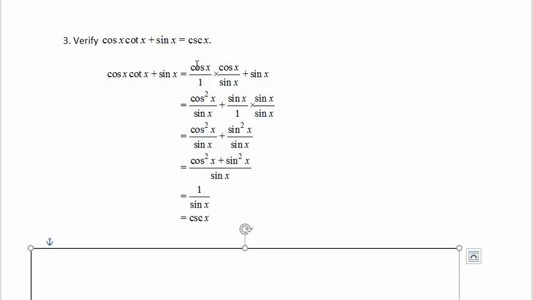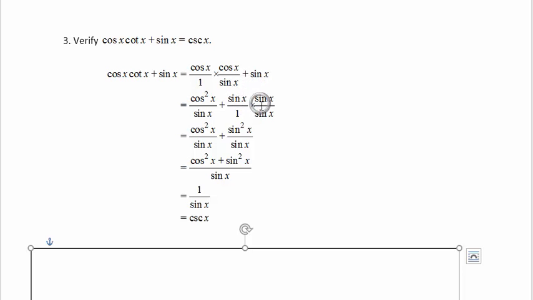Okay, so the first thing I do is change everything to sine and cosine. Writing this first one, cosine of x, as a fraction over 1, since I'm going to multiply it here. So when I multiply these together, I'm going to get cosine squared of x over sine of x. This is still the sine of x right there.